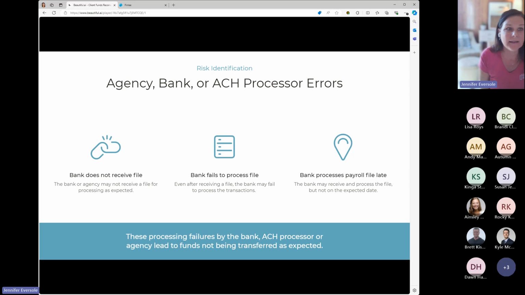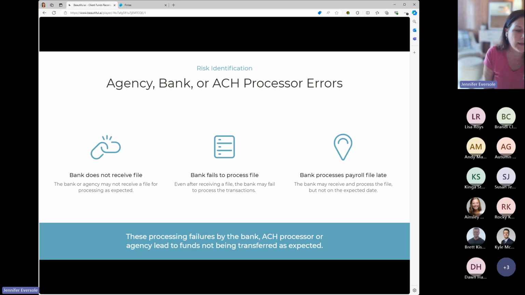Next, we have agency, bank, or ACH processor errors. All of these things happen. I've seen them happen. I know back in the day it was more common than it is now, but boy, was it a bad day when you got that phone call from that first customer who didn't get their direct deposit, and you know that you've got 100 more to follow because either the bank didn't process the file, they processed it late, or maybe they didn't receive it.